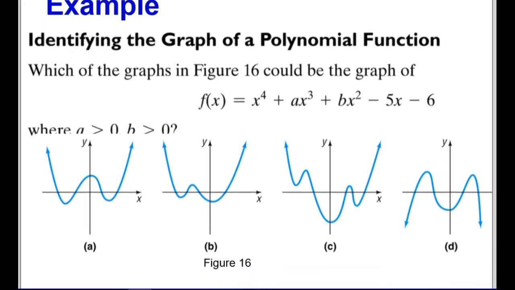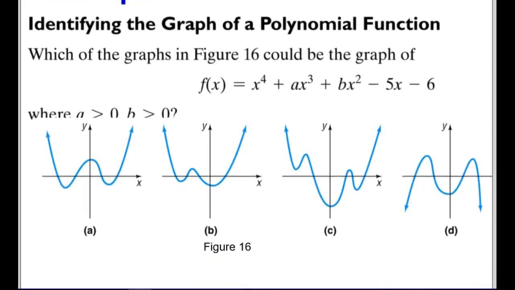Okay, so now let's look at this. Which of these graphs could be x to the fourth plus ax cubed plus bx squared minus 5x minus 6? So I see that a is greater than 0 and b is going to be greater than 0 as well. Okay, so I can look through these, and first I want to determine my end behavior.